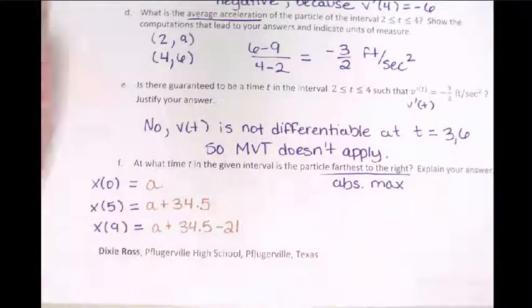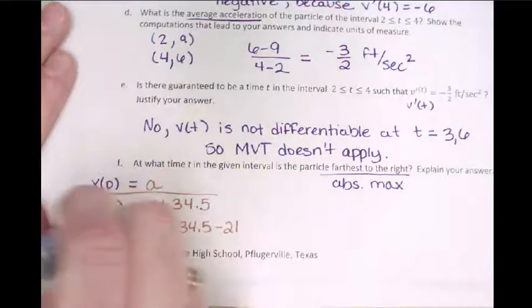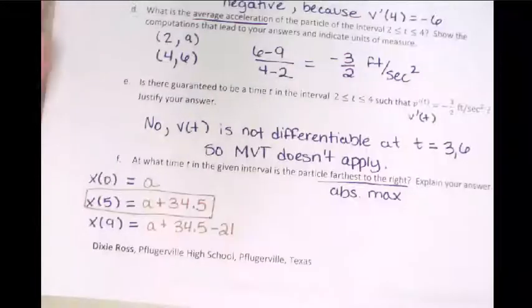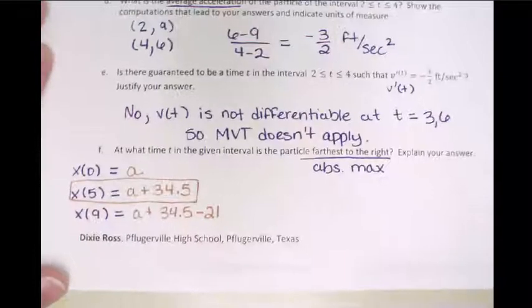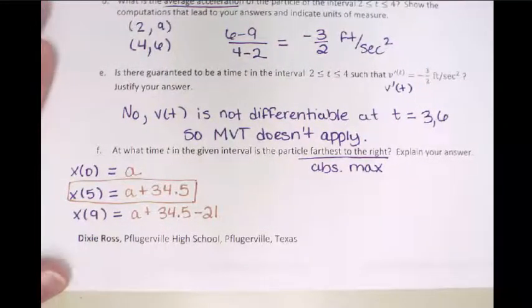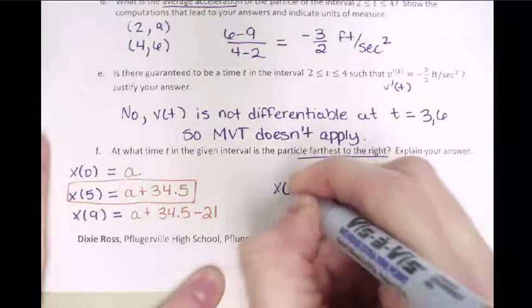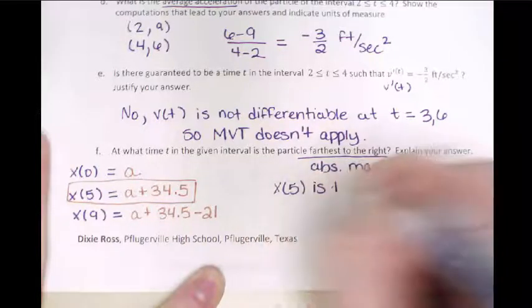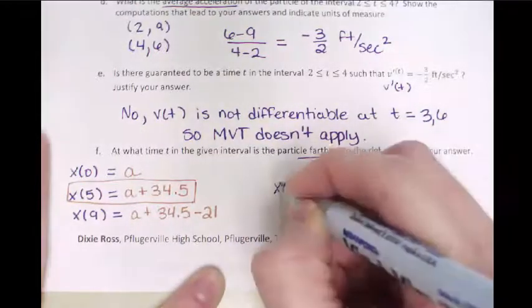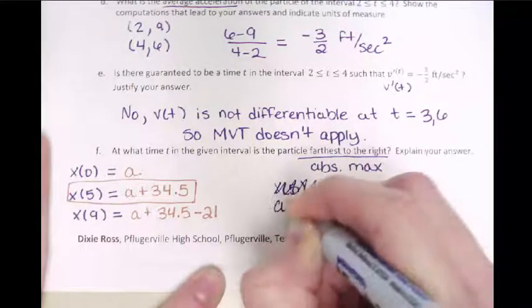So which one has to be the greatest value? Well, it has to be x of 5. We're going to the right more than we're going to the left. So x of 5 has to be the farthest to the right that you're going to be. You have more positive area than you have negative area, okay? So you can just explain it some like that. So x of 5 is the absolute max, at what time? So careful, we should say at time 5, the particle is farthest to the right.